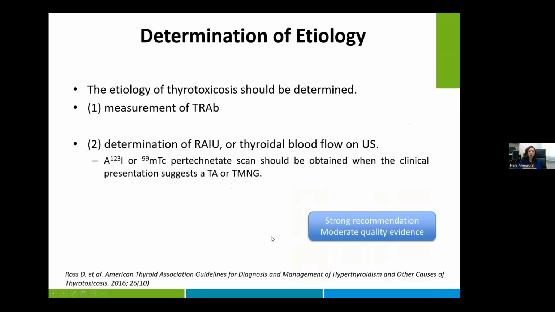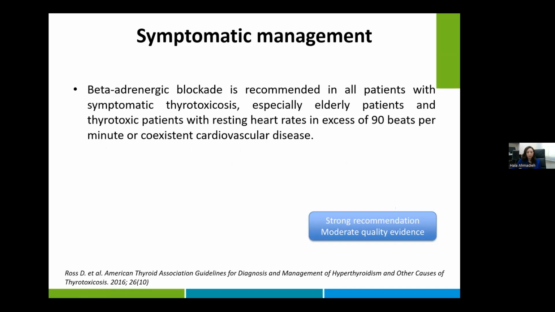To determine the cause of hyperthyroidism, measuring the TRAb antibody will help us, because if it is high, it suggests Graves' disease. Doing the thyroid technetium scan or the radioiodine uptake would really help us, because if there is a diffuse uptake, it will suggest Graves' disease. If we have a single hot nodule, it will suggest a toxic adenoma. And if we have a decreased uptake, it will suggest a thyroiditis or exogenous thyroid hormone replacement.